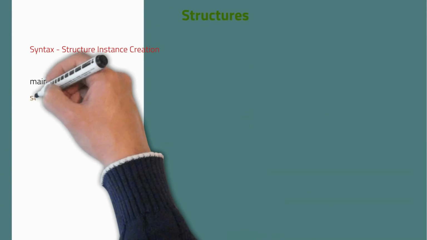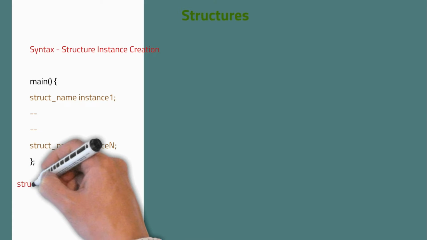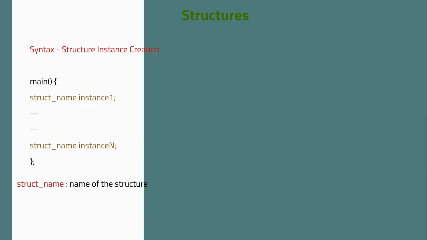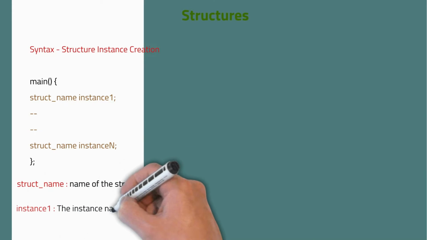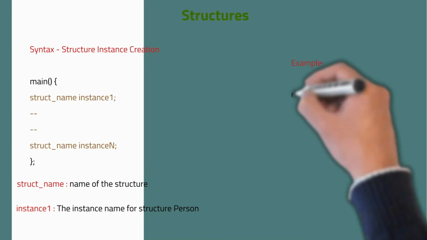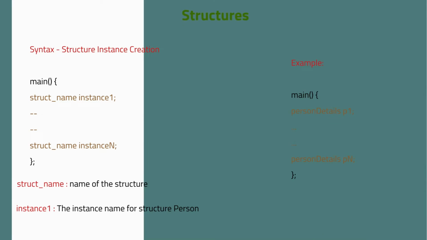Once the structure has been defined, we can initialize the object of the structure in different ways. The first way is to initialize in the main method as struct name followed by instance name. We can create multiple instances of the same structure. Here struct_name represents the name of the structure. Instance1 to instanceN represent the objects of the structure person, using which the member variables can be accessed. For example, the instance of the person details is created as p1.